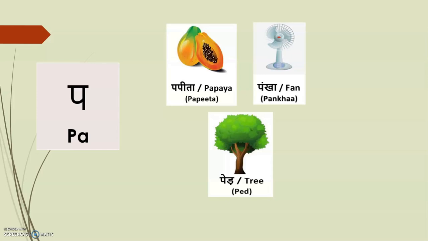In the third picture, we can see a tree. Tree in Hindi is called ped. So in the first picture we can see a papaya which is called papita. In the second picture we can see a fan which is called pankha. And in the third picture we can see a tree which is called ped in Hindi. All these three objects begin with the letter pa.